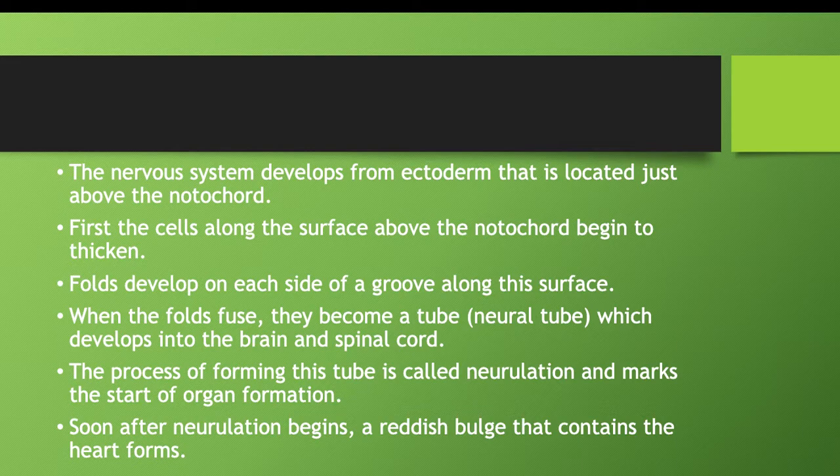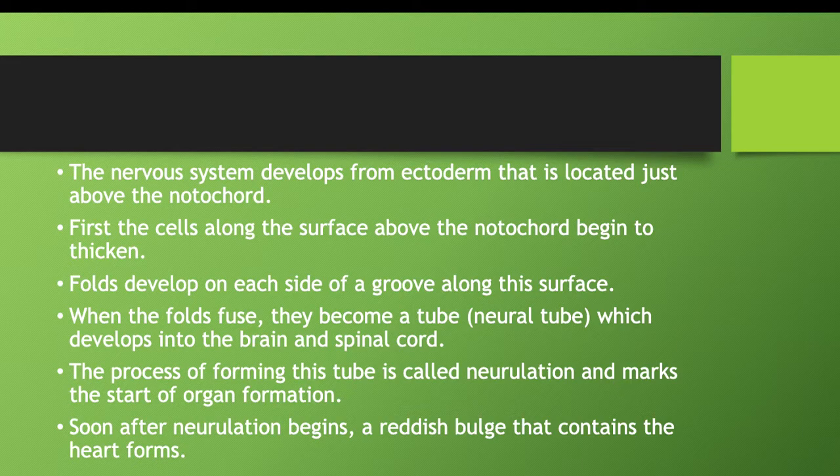The nervous system develops from the ectoderm that is located just above the notochord. So that's going to start to create our spine right inside of our skeleton. First, the cells along the surface above the notochord begin to thicken. Folds develop on each side of a groove along the surface, and when the folds fuse, they become a tube. This develops into your brain and spinal cord. They call that the neural tube. The process of forming this tube is called neurulation, and marks the start of organ formation.